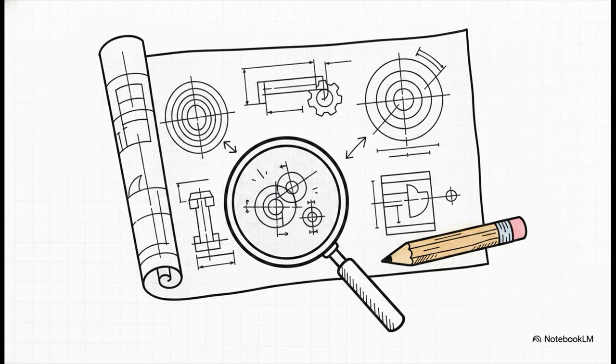Before we go, ask yourself this. If a single misaligned datum target can ruin a $1,000 casting, how confident are you in reading a fully loaded feature control frame? Think about it, and I will see you in the next explainer.